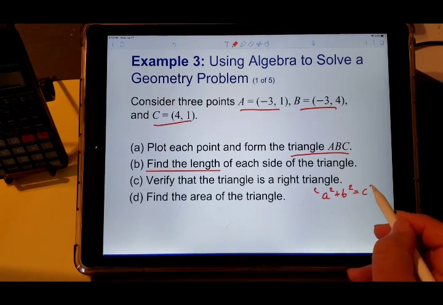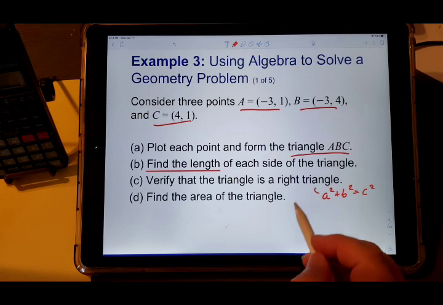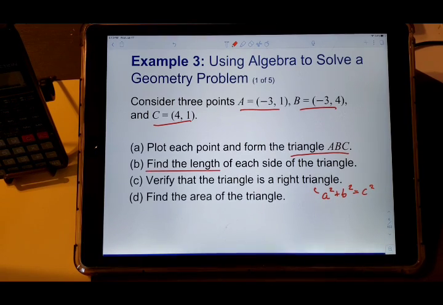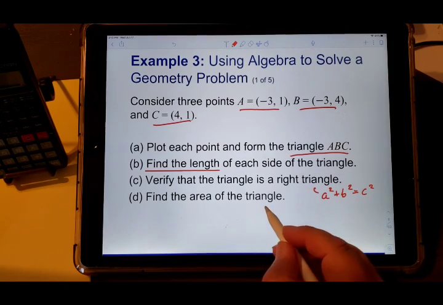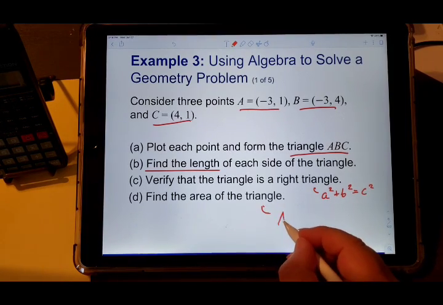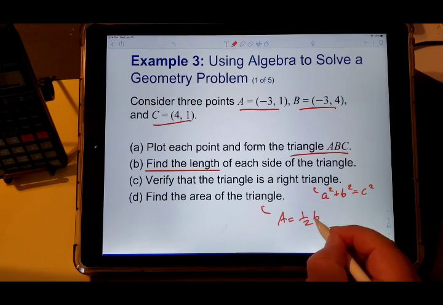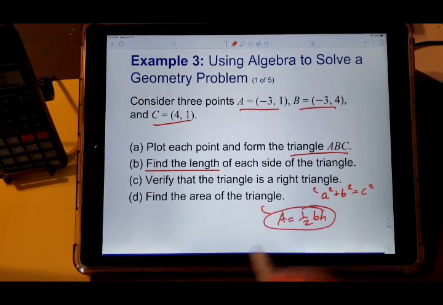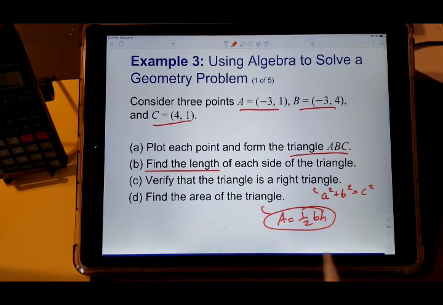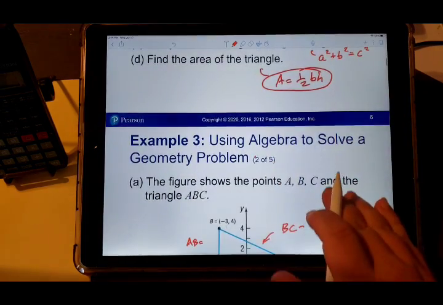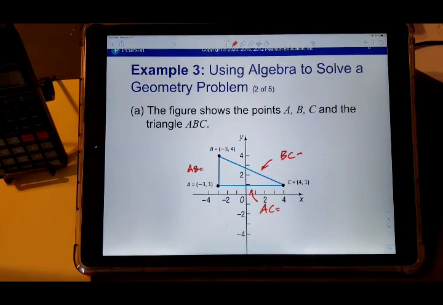a squared plus b squared equals c squared. That's how we're going to verify it's a right triangle. In other words, we're not going to verify it's a right triangle by measuring it with a protractor. And then finally find the area of the triangle. There's a formula, 1/2 base times height, that we're going to use to find the area of the triangle.